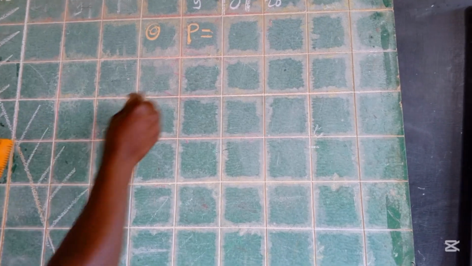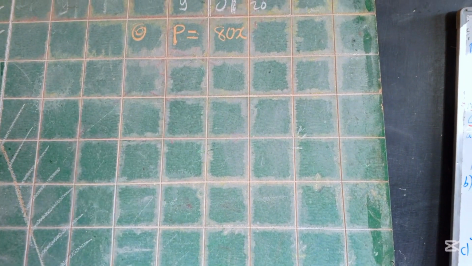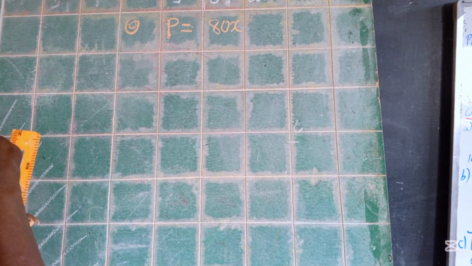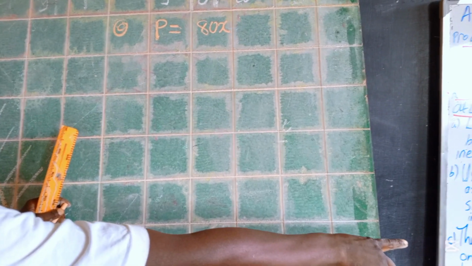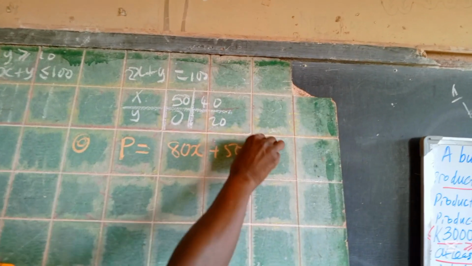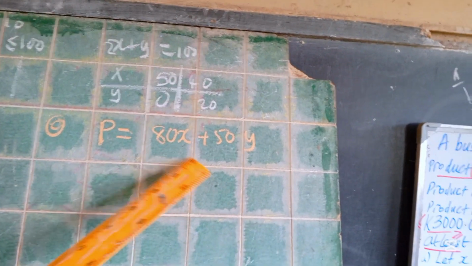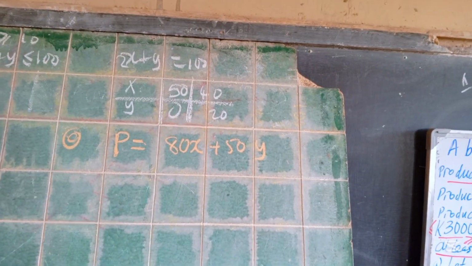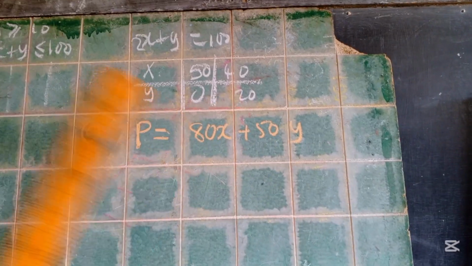The profit of making on the sale of product A is 80 kwacha, meaning that 80 times X, since I know that product A is X, sorry for that. And then again, the profit for product B is 50 kwacha, so 50Y. So this is the profit equation. Now they are saying I should determine how many products for A and B to maximize my profit.